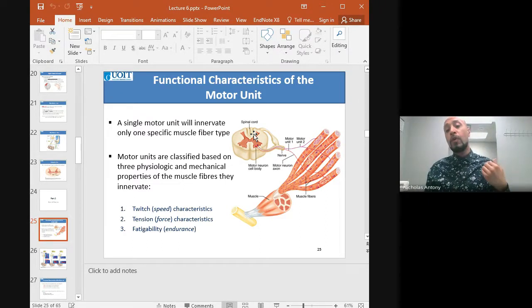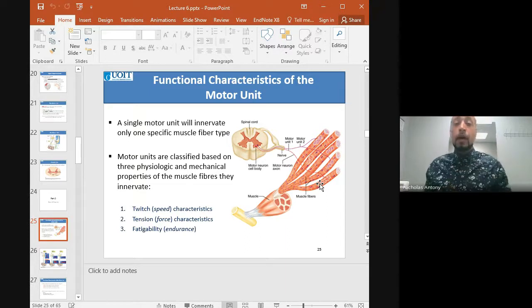So if we were going to contract a muscle, let's say there's 100 motor units in a muscle, okay? If we wanted to contract it by 100%, you would contract 100 of the motor units, right? If you wanted to contract it by 50%, hypothetically, you would do 50 motor units. Each motor unit innervates a certain number of muscle fibers. So there's more muscle fibers than there are motor units, okay?